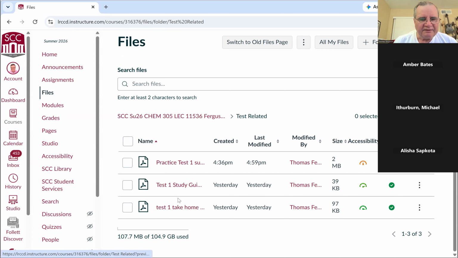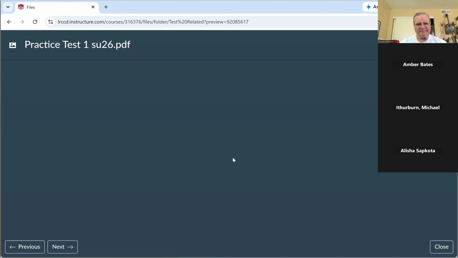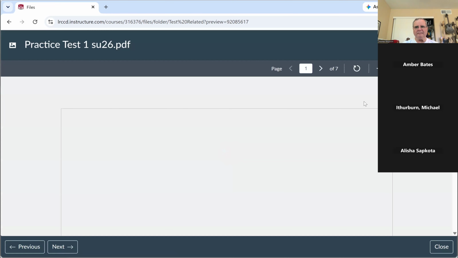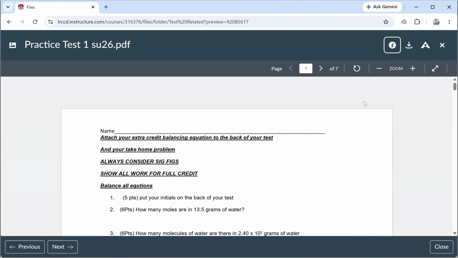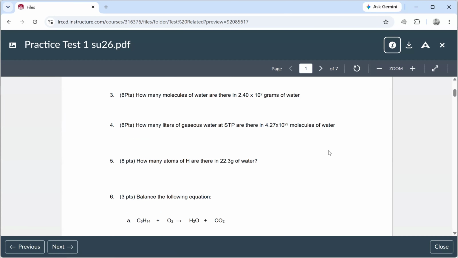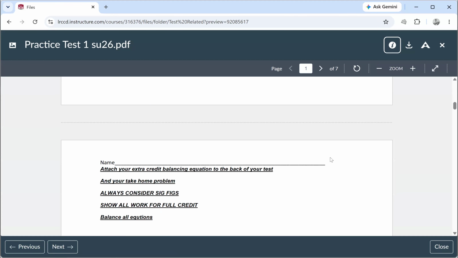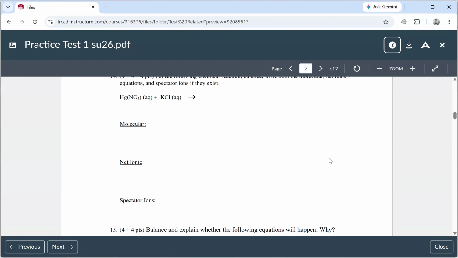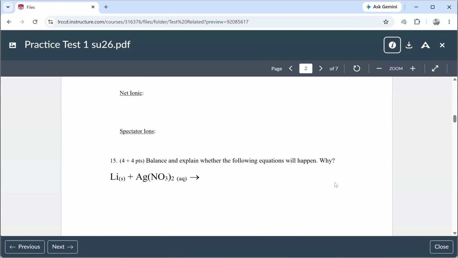The take-home problem is due on Tuesday, and you're just going to bring that in and staple it to the back of your test. So on the practice test, this is very similar now to your real test. I make special pains to make sure that what I tell you to study is on the tests.